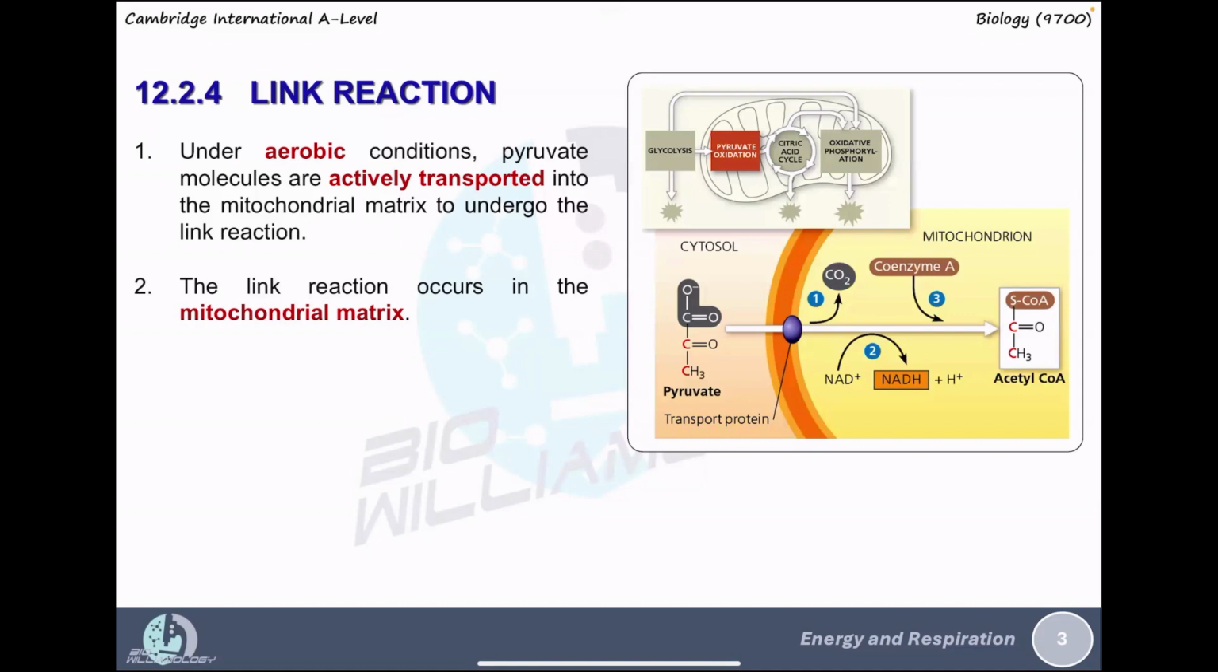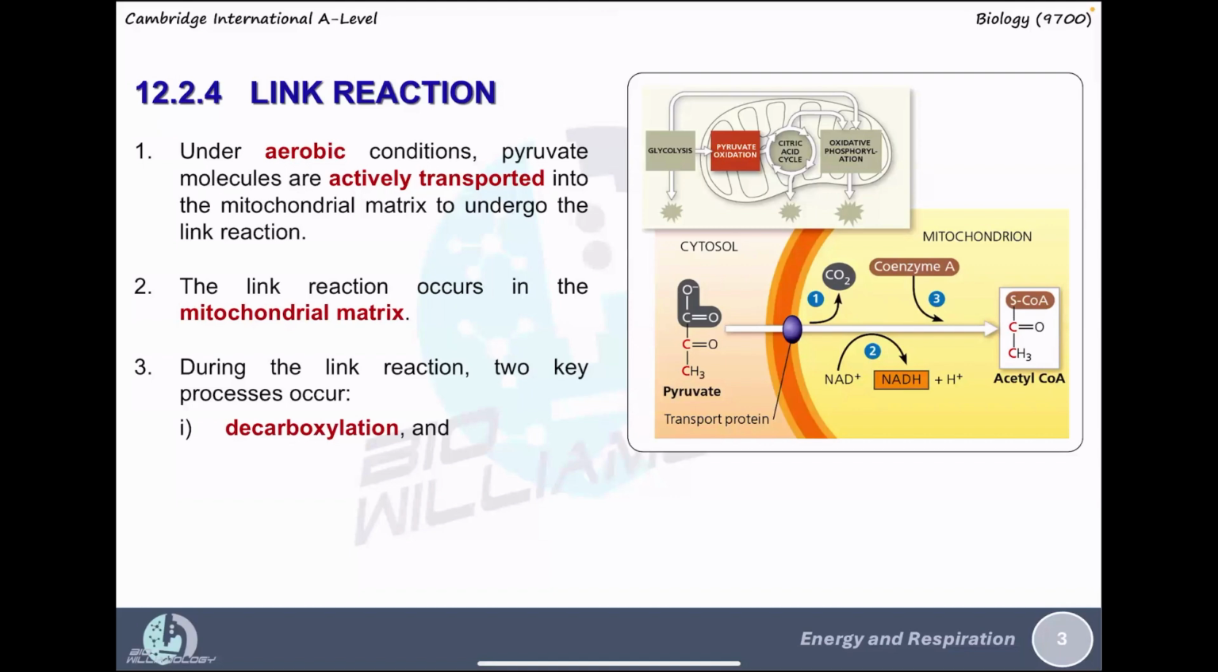The diagram summarizes the reactions involved. Pyruvate enters the mitochondrial matrix, and in the mitochondrial matrix, pyruvate undergoes the link reaction. Generally, during the link reaction, two key processes occur.